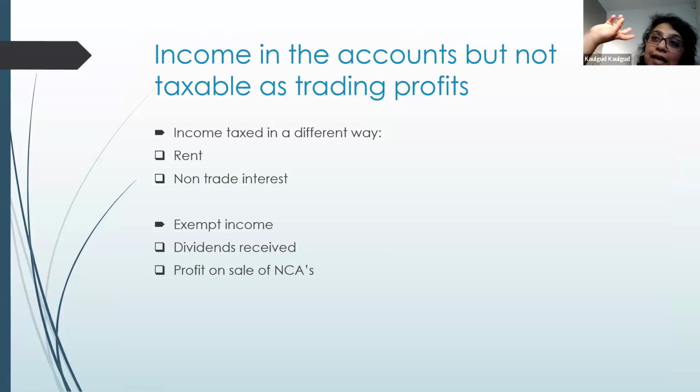Rent is taxed under the head of property income. So rent does not come under the trading income. That is why it is disallowed. Non-trade interest: just like the non-trade expenditure was disallowed, non-trade interest received is also disallowed. Then exempt income, dividends received, and profit on sale of non-current assets. Just like loss on sale was not allowed, profit on sale is also disallowed, and dividends received is an exempt income. It is classed under a different category.